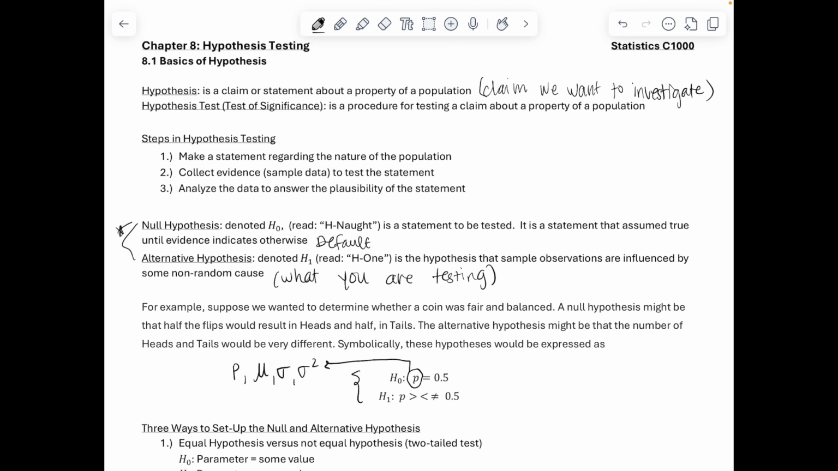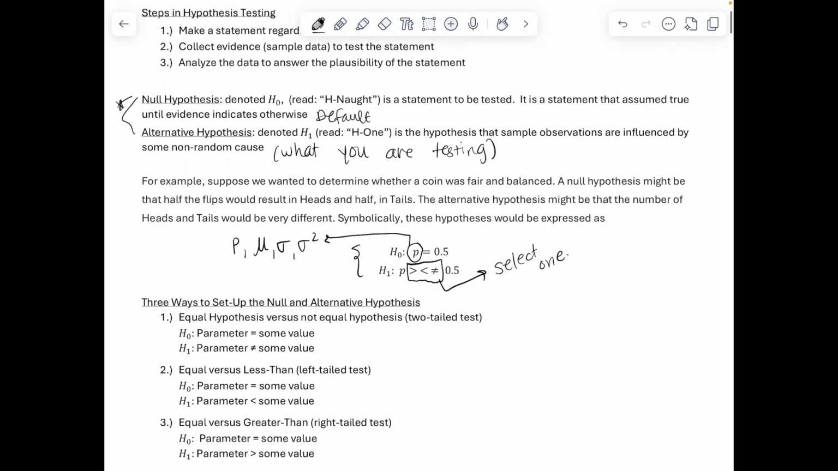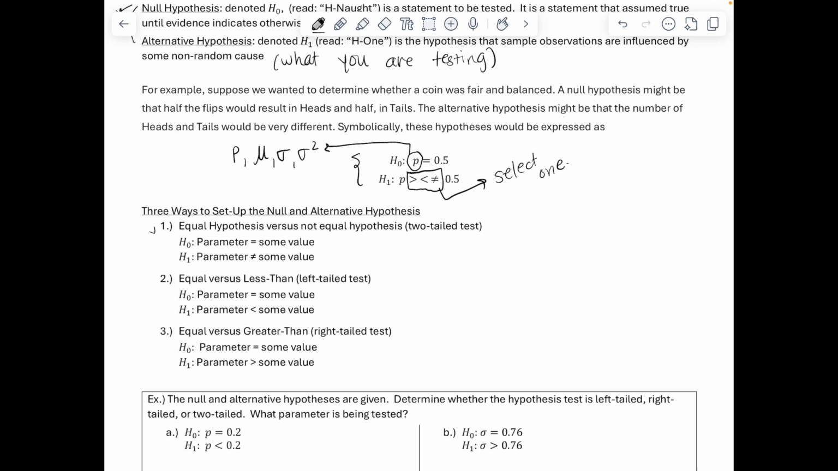And then for H1, which is our alternative, I have 3 different symbols here. And no, you're not going to write all 3 of them. You're just going to select one. And it depends on if you think maybe something's different, that would be not equals to. If you think maybe heads, or that the proportion of heads would be greater than 0.5, then you use the greater than symbol or less than symbol, depending on the wording that's written in that problem. So we have 3 ways to set up our null and alternative hypotheses. So we have 3 different ways on here.